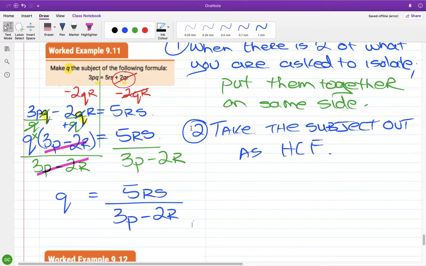Step 2 of this process is to take the subject, which in this case is q, out as a highest common factor. So I took the q out. You always divide by your highest common factor, so I did that, and I was left with 3p minus 2r. These brackets indicate that the q is being multiplied by the bracket. I want the q isolated, which means I want the bracket to go away. If it's being multiplied, to get it to go away, I do the opposite, which is to divide. So I divide by the 3p minus the 2r, and I do it over here to balance. These cancel, isolating the q, and then you're just left with this on the right.